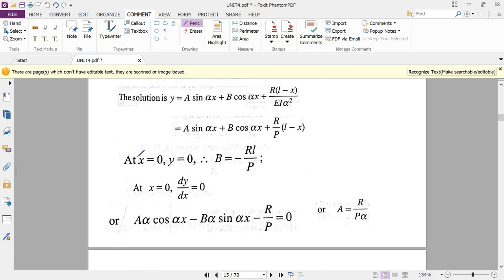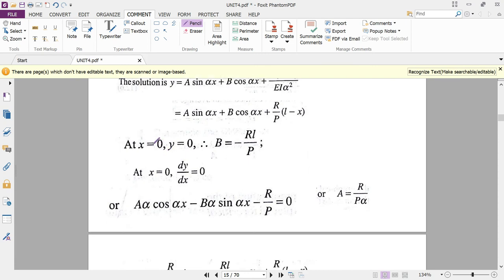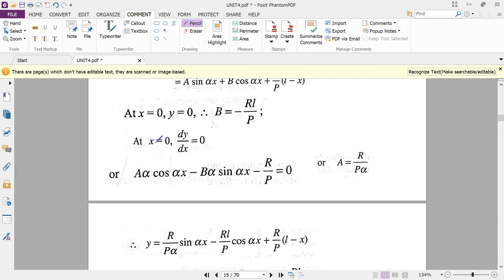Now again, when we put the various conditions, at x equal to 0, y equal to 0, then B becomes minus RL by P. Again at x equal to 0, dy/dx equal to 0. Here we will get A alpha cos alpha x minus B alpha sin alpha x minus R by P equal to 0, or we can rewrite it as A equal to R upon P alpha.